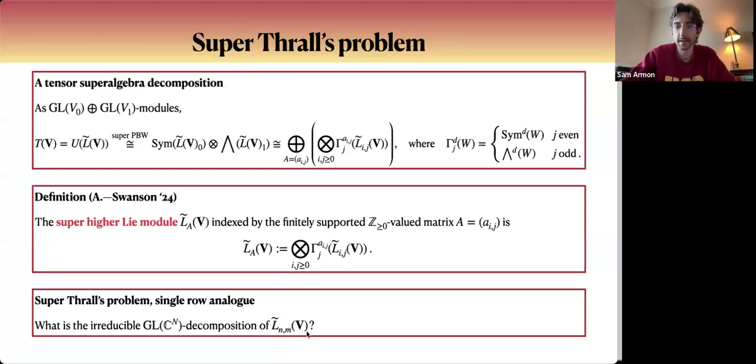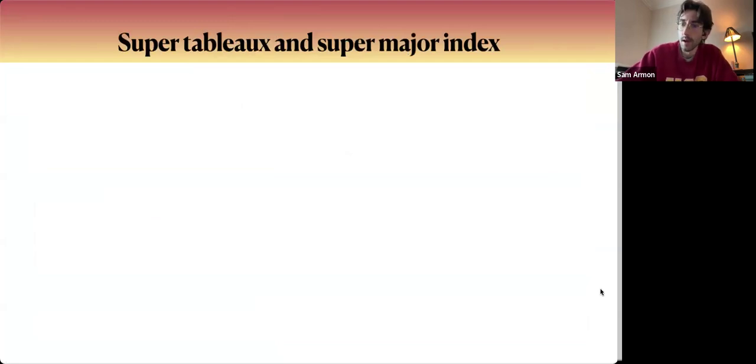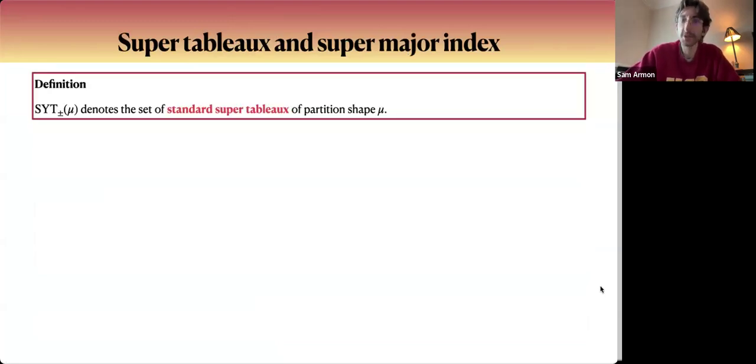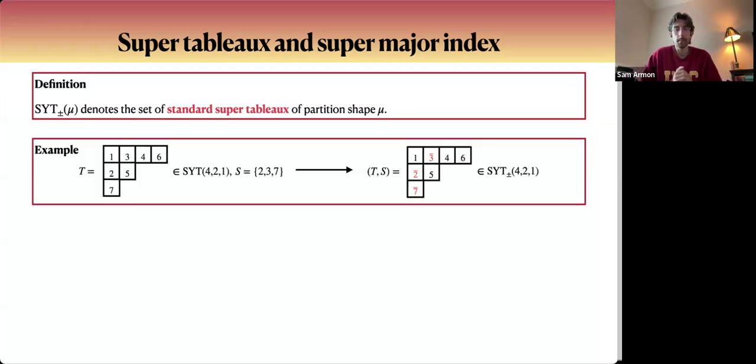So in the classical case, Kraskiewicz and Weyman found the character of the singly graded pieces of the free Lie algebra. Now what we want to do is find the character of these bigraded pieces of the free Lie superalgebra. To do this, we're going to define an appropriate generalization of the major index statistic. Recall that was what Kraskiewicz and Weyman used in the classical case. But we're going to define it on what are called standard super tableaux.